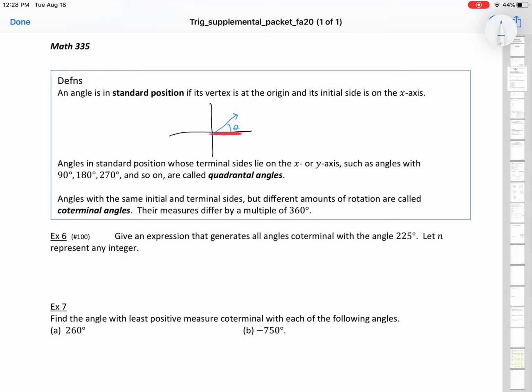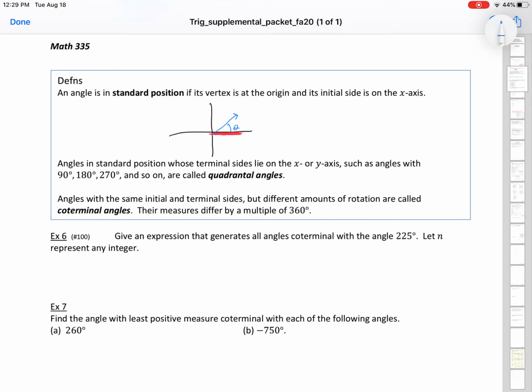Angles in standard position where the terminal sides lie on the x-axis or y-axis, like 90 degrees, 180 degrees, 270 degrees, and so on, are called quadrantal angles. Angles with the same initial and terminal sides but different amounts of rotation are called coterminal angles. Their measures differ by a multiple of 360 degrees. Okay, all of that's true.